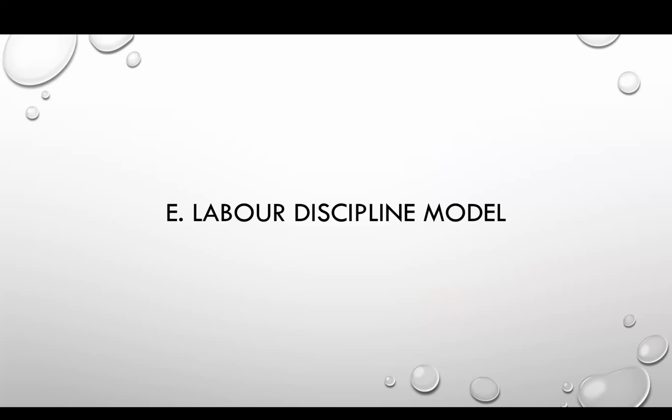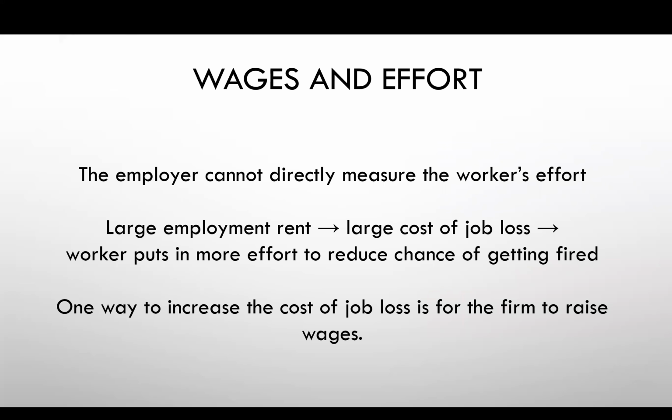So we'll now look at the labor discipline model. The employer often cannot directly measure the worker's effort, which is why a large employment rent and a large cost of job loss means that workers put in more effort to reduce their chance of getting fired. One way to increase the cost of job loss is for the firm to raise wages. Other ways can be decreasing the wages they receive at another job, perhaps through bad recommendations, etc. So reducing their reservation wage so they have the incentive to continue working at that job, although it may be unethical.